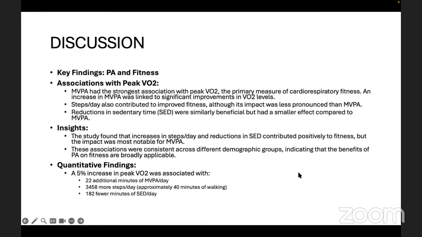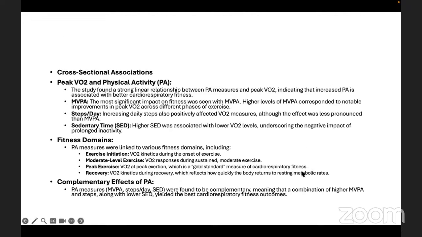Okay, so a 5% increase in peak oxygen consumption was associated with 22 additional minutes of moderate vigorous exercise per day, 3,458 more steps per day, so approximately 40 minutes of walking, and 182 fewer minutes of sedentary lifestyle per day. Next.